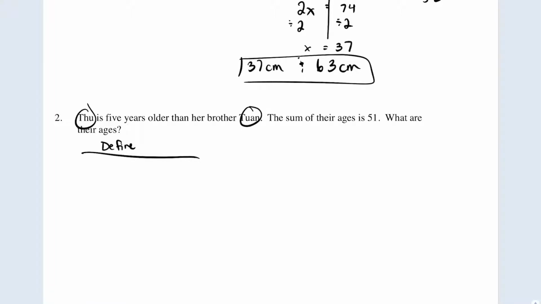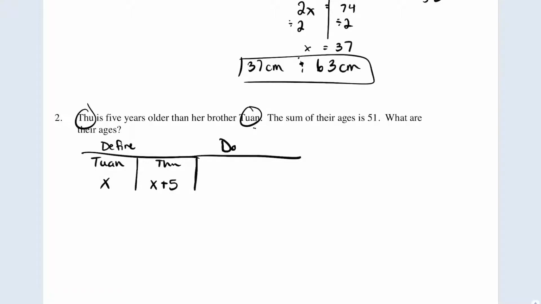Tuan is going to be defined by our variable x, because how they describe Tu's age is actually in respect to Tuan. So I'm just going to say Tuan is the x by itself, and then Tu is 5 years older, so I know I'm going to add 5 to Tuan's age.